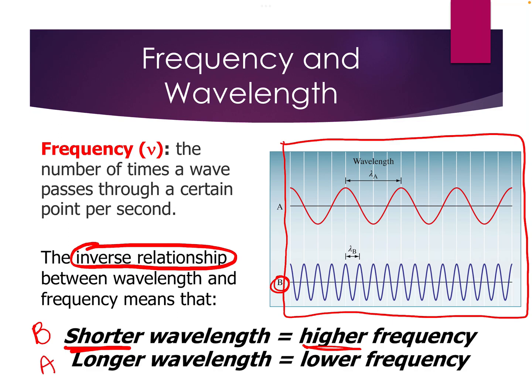Whereas wave A has a longer wavelength, much longer, with greater distance between these waves. Therefore, it has a lower frequency. There are fewer waves that happen in our little snippet in time.